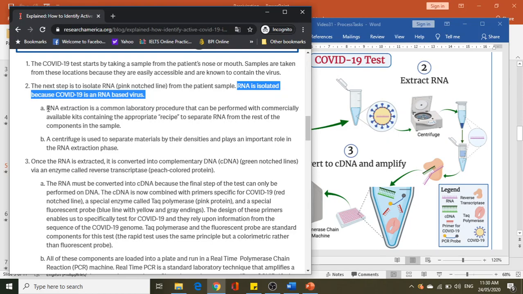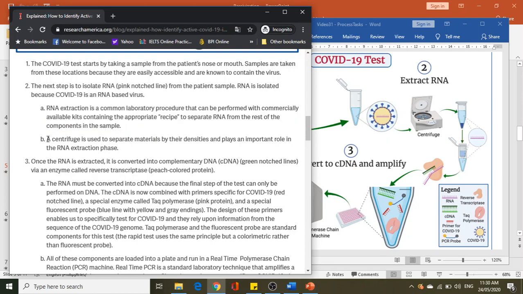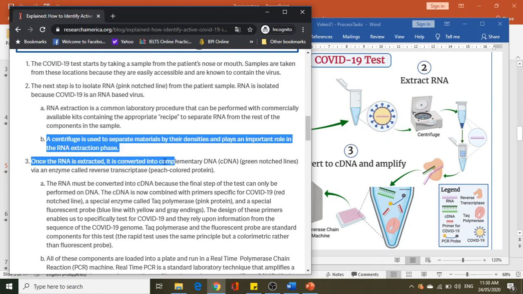So RNA extraction is a common laboratory procedure that can be performed with commercially available kits containing the appropriate recipe to separate RNA from the rest of the components in the sample. This is all in the active voice. And then we now emphasize the centrifuge. The centrifuge is used to separate materials by their densities and plays an important role in the RNA extraction phase.